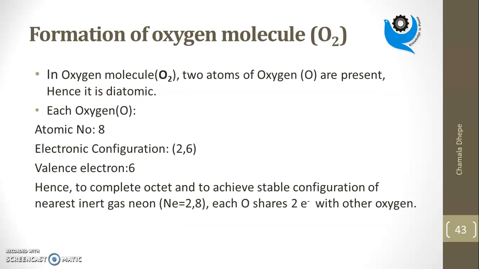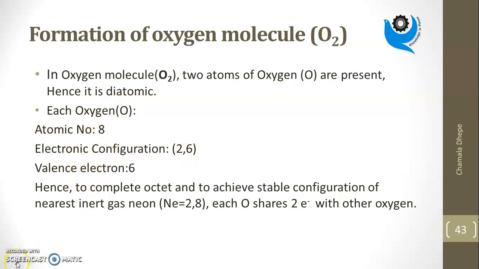So the next example is the formation of the oxygen molecule, that is O2. In an oxygen molecule, two atoms of oxygen are present, hence it is diatomic, right? Each oxygen has atomic number 8, and its electronic configuration is 2, 6.